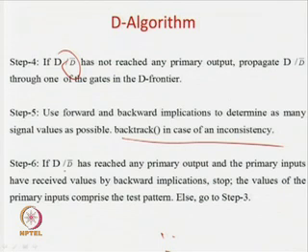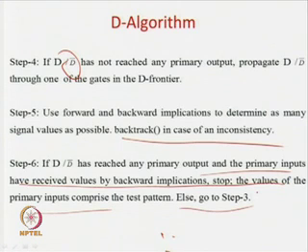And in step 6, if D or D prime is at any primary output, then the primary input values received by backward implication are the values of the primary inputs that form the test pattern; else you have to keep on repeating from step 3.